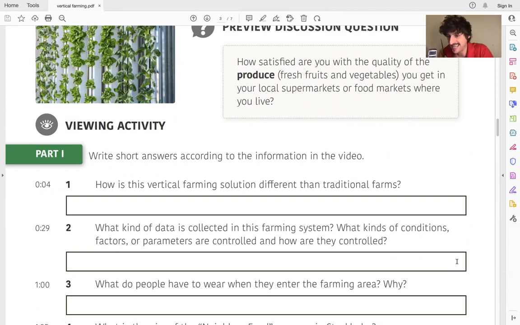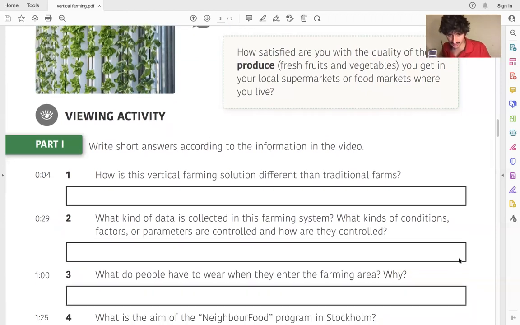Okay, some people say data too. That's okay. Okay, so all of these and they also are controlled. They also control all of these. So for example, if it's getting too cold, then they will adjust the temperature.